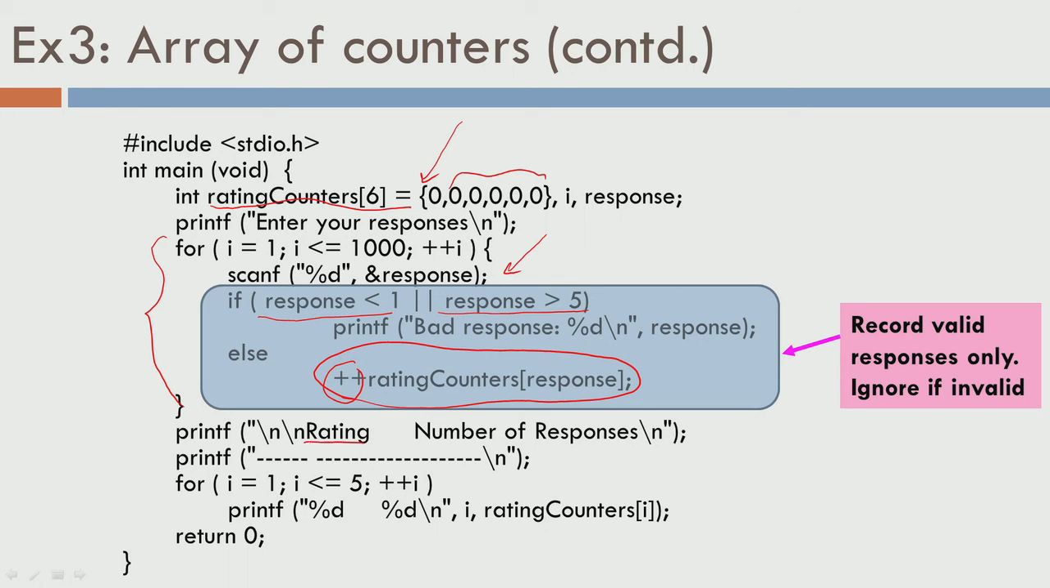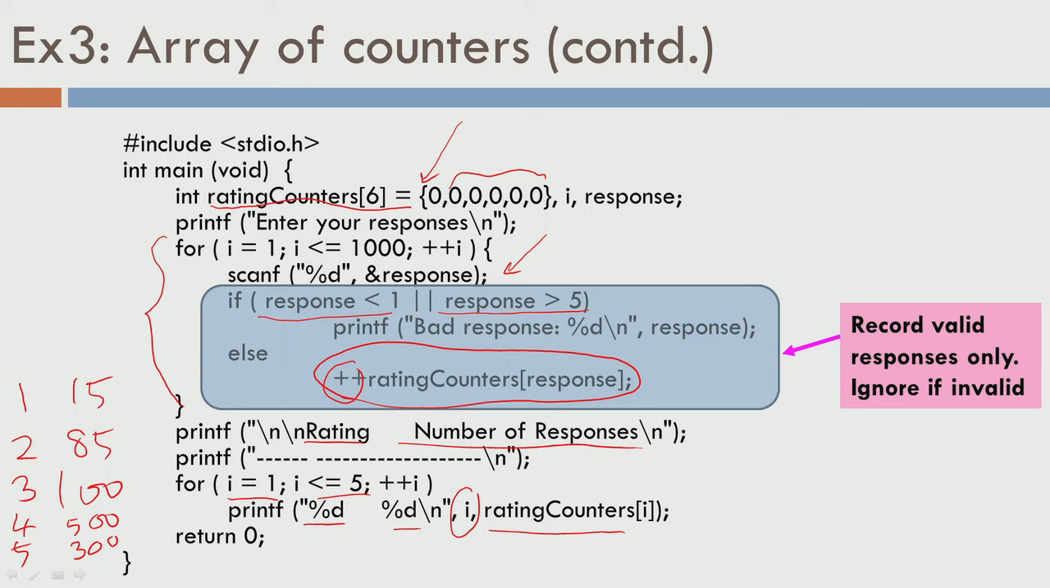So, we print the rating and the number of responses. We run from 1 to 5 both inclusive, and we print the 2 values. What are we printing? We are printing the rating i and we print the count. So, at the end of this, if I scan 1000 inputs, the output would look something like this. Response of 1 came from 15 people, response of 2 came from 85 people, response 3 came from 100 people, response 4 came from 500 people, and response 5 maybe came from 300, right.